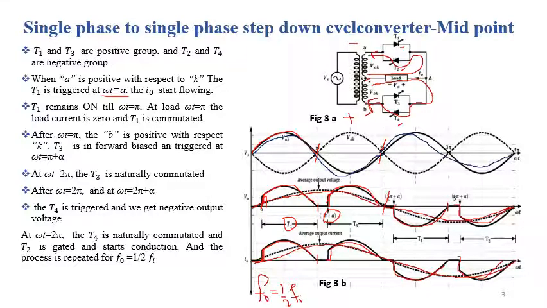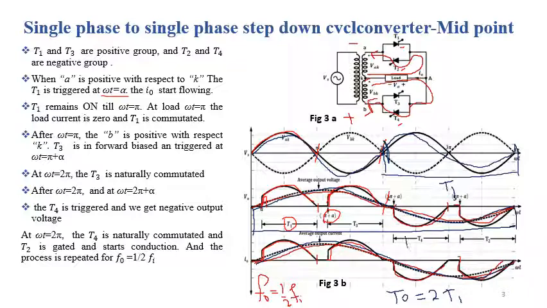So for two input cycles of the input signal, we have one cycle of the output voltage and output current. In other words, the time period of the output signal is twice the time period of the input signal. So we can define the time period of the input signal, which is this one, T1, and the time period of the output signal is this one. So we can summarize that we are achieving an output signal having a frequency lower than the input signal frequency. So this was the single phase to single phase step down cycloconverter using midpoint topology.